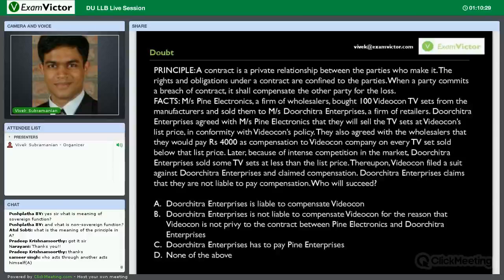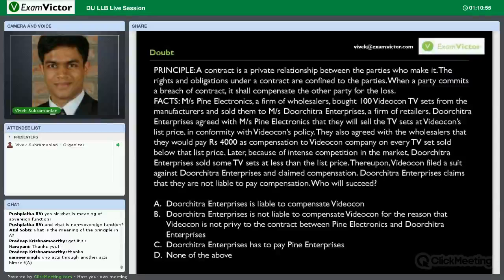Now let's go through the facts. Messrs. Fine Electronics, a firm of wholesalers, bought 100 Videocon TV sets from the manufacturers and sold them to Messrs. Durchitra Enterprises, a firm of retailers. So they are wholesalers and they have purchased them and sold them to the retailers.